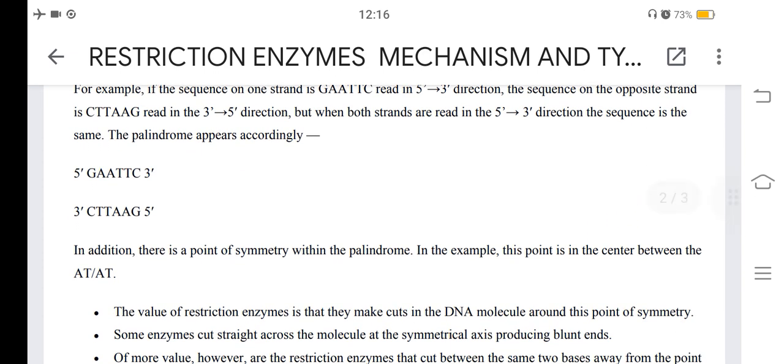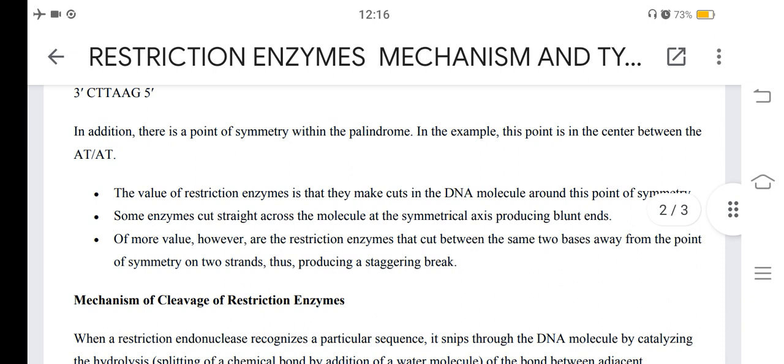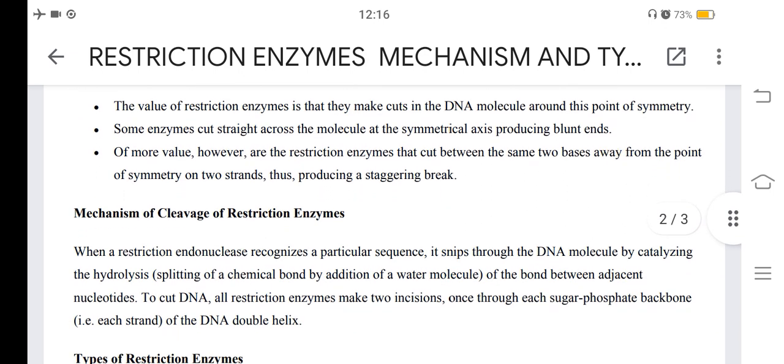In addition, there is a point of symmetry within the palindrome. In the example, this point is the center between the A and A. The value of restriction enzymes is that they make cuts in the DNA molecule around its point of symmetry. Some enzymes cut straight across the molecule at the symmetrical axis, producing blunt ends. Of more value, however, are the restriction enzymes that cut between the same two bases away from the point of symmetry on the two strands, thus producing a staggered break.